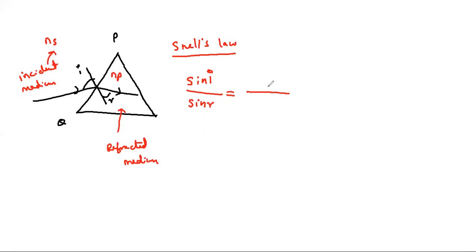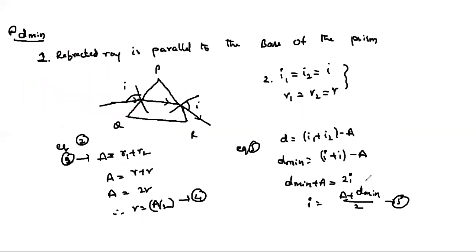So the ratio of sine of angle of incidence to sine of angle of refraction will be equal to the refractive index of the refracted medium NP divided by NS. So from 4 and 5, from 4 you will have R is equal to A by 2, I is equal to A plus D minimum by 2.